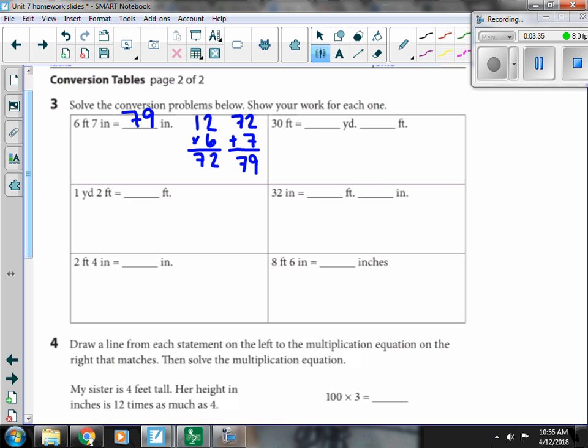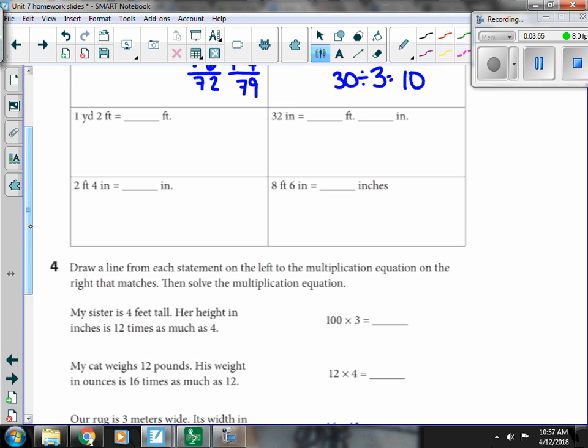If I have 30 feet, it wants me to go up to yards in feet. Well, there are 3 feet in a yard. So if I take 30 divided by 3, I'm going to end up with 10 yards, no feet left over. This one I have 1 yard and 2 feet, and I'm going to feet. So again, we said 1 yard equaled 3 feet, and I already had 2 feet, so 3 feet plus 2 feet equals 5 feet.